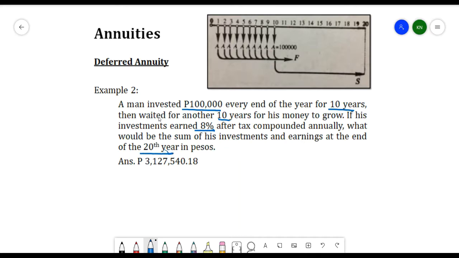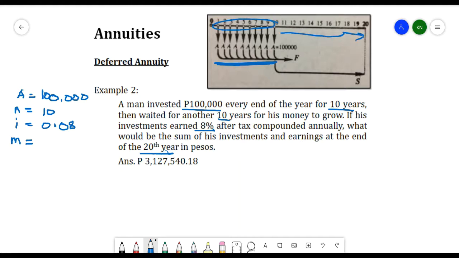In this case, again, we have A, our annual payment, which is 100,000. We have N as 10 years, and I, our interest, as 0.08. But as you can see, there are payments made since the start of the year. When there are payments made from the start of the year, you need to count the value of M from the start of the year until the last one. Since this is 10 and another 10 years, that is equivalent to 20.